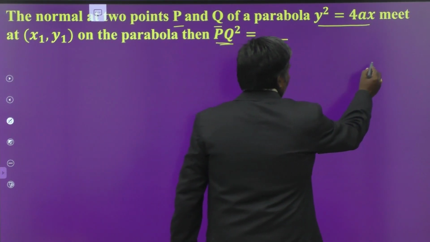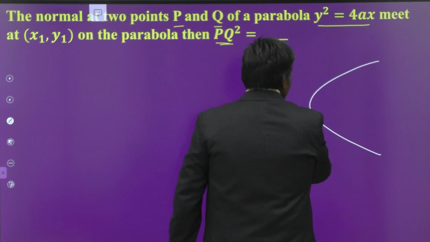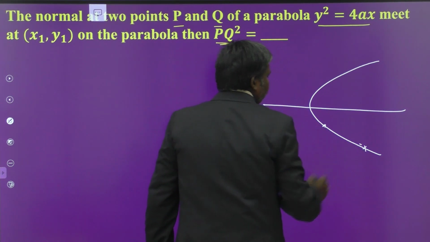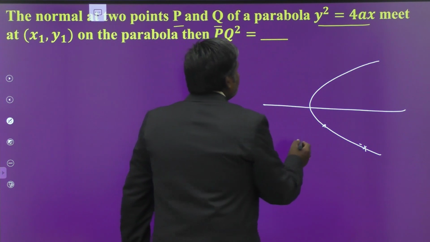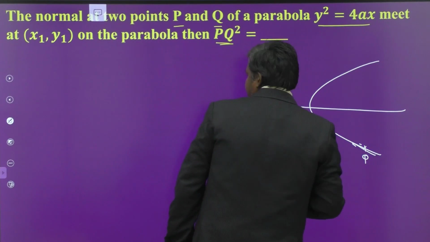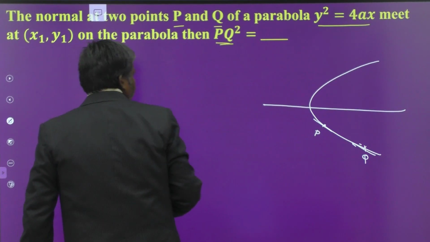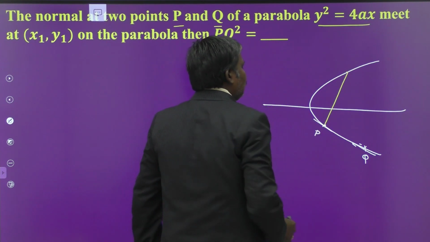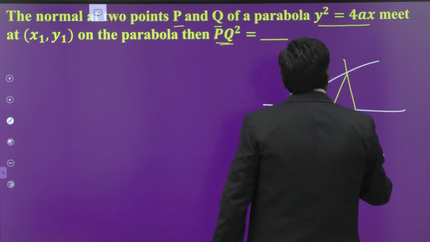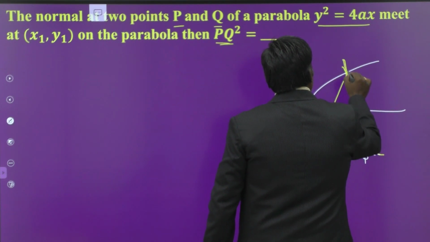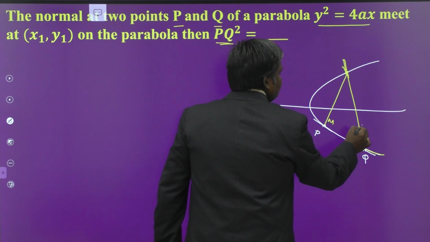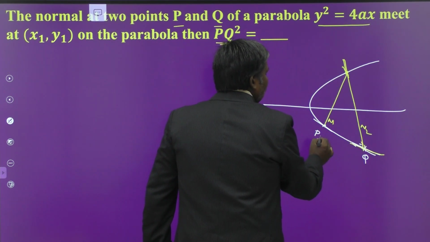This is the parabola, y square is equal to 4ax. This is the axis of the parabola. Suppose these are the 2 points taken on the parabola. Suppose this is P and this is Q. If you want to draw the normals, this is the normal at this point, and at this point the normal is say like this. This is a rough diagram for you. These are the two normals intersecting again on the parabola. This is normal 1 and this is normal 2 to this parabola drawn at P and Q.